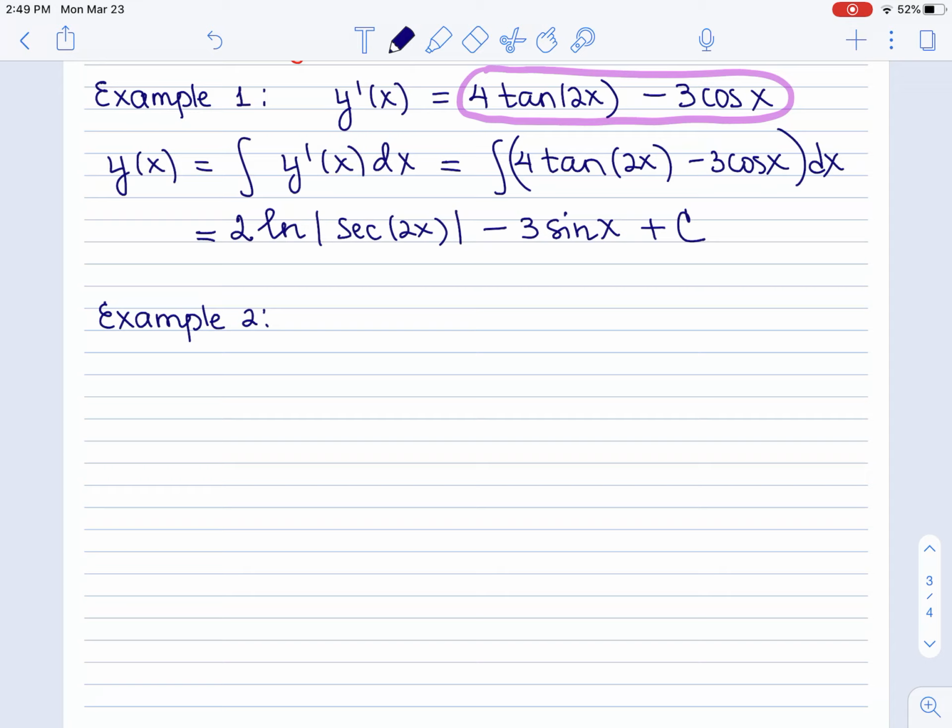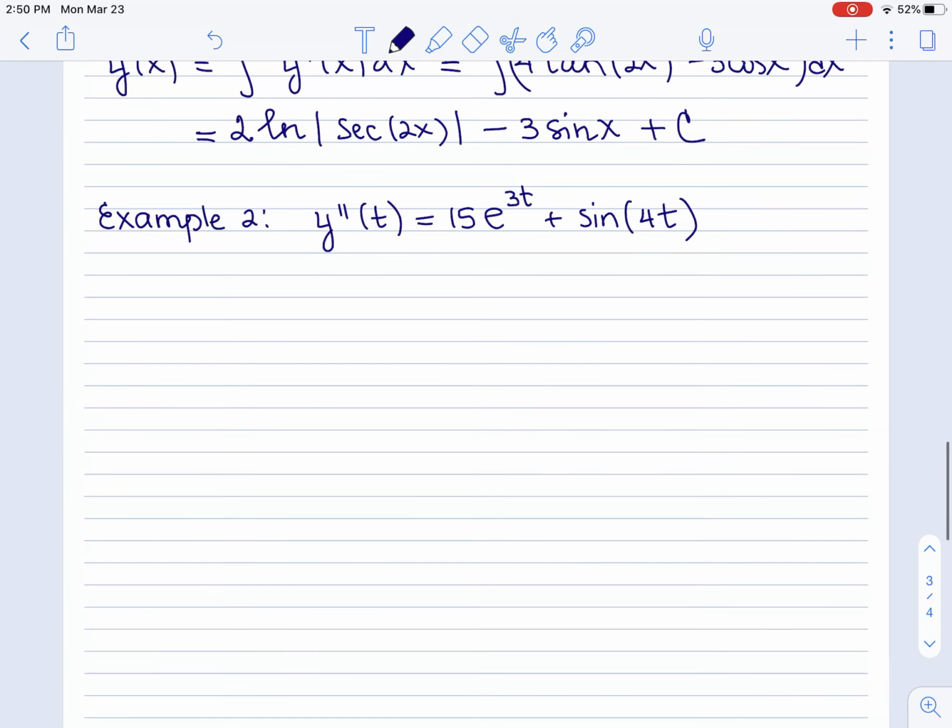Example 2 says, now we have a second derivative, y double prime of t is equal to 15 e to the 3t plus sine of 4t. Okay, so what do we do? Again, I'm looking at my differential equation. On the left, I have the second derivative. On the right, I only have expressions in terms of t. Okay, so we need to integrate this twice.